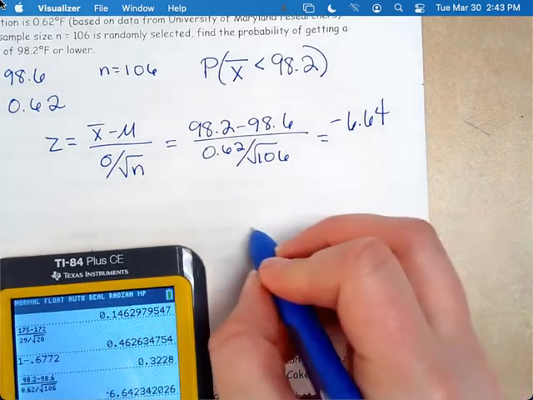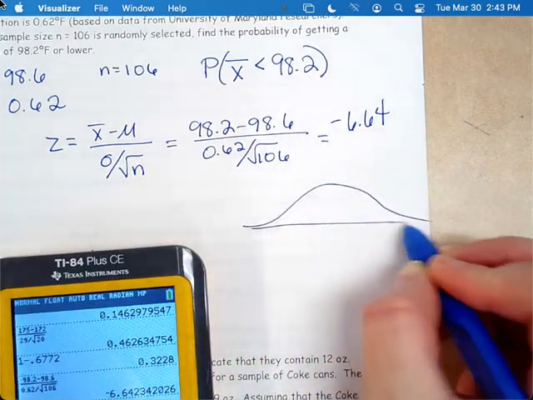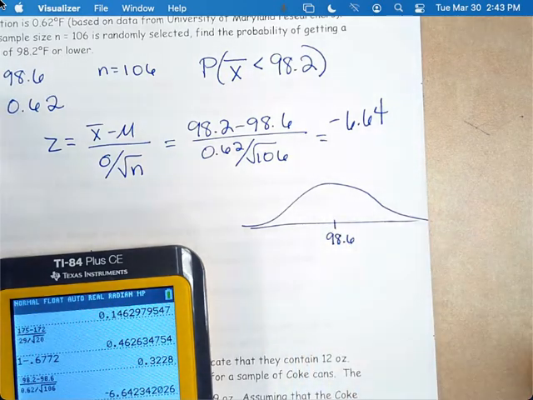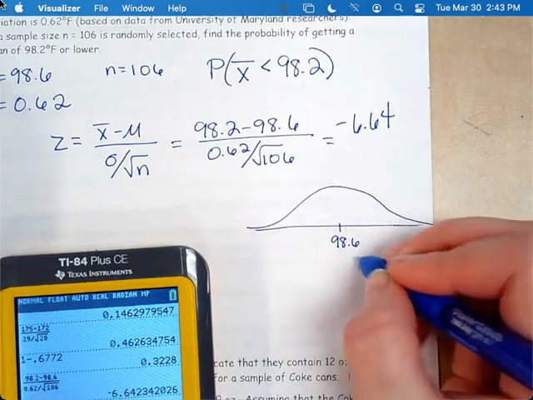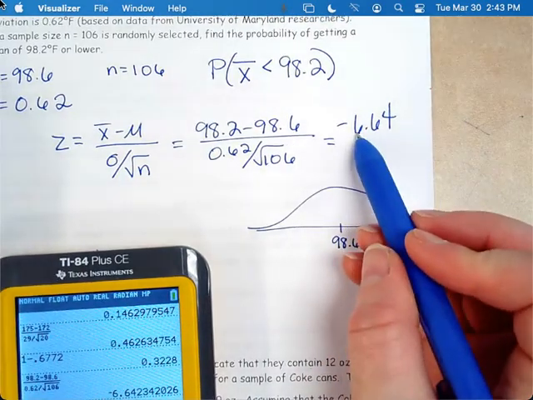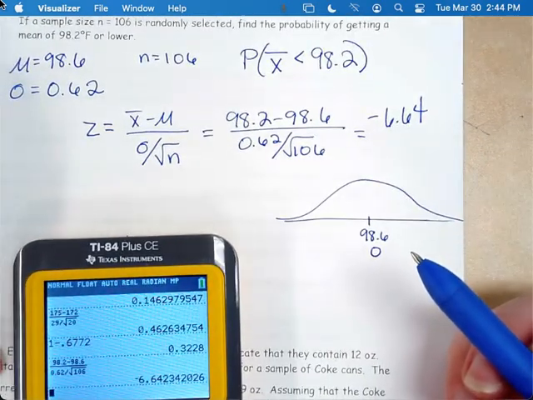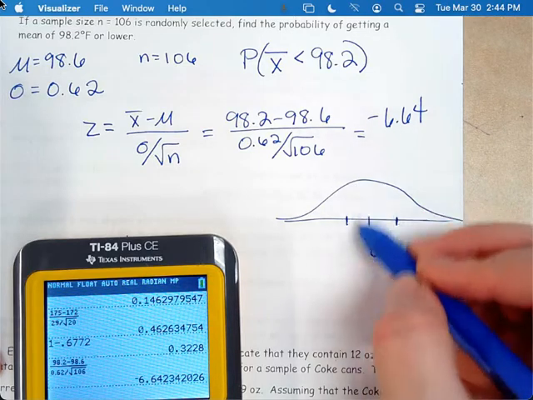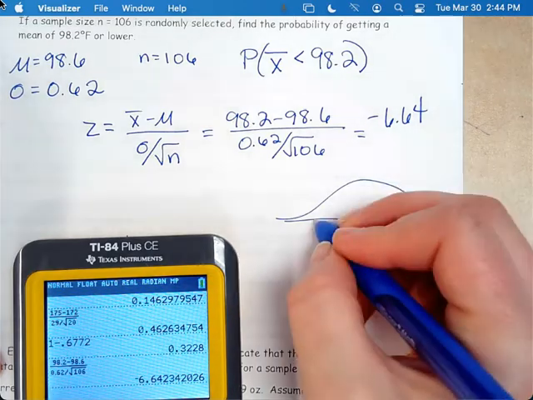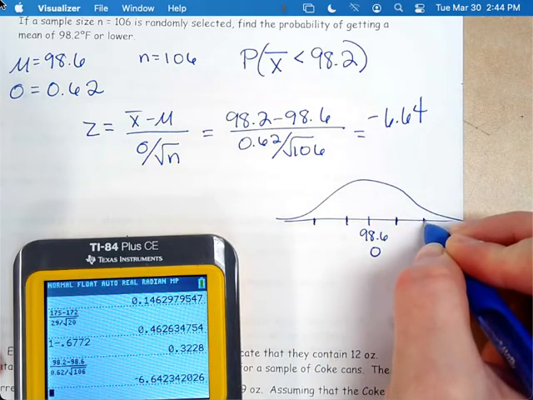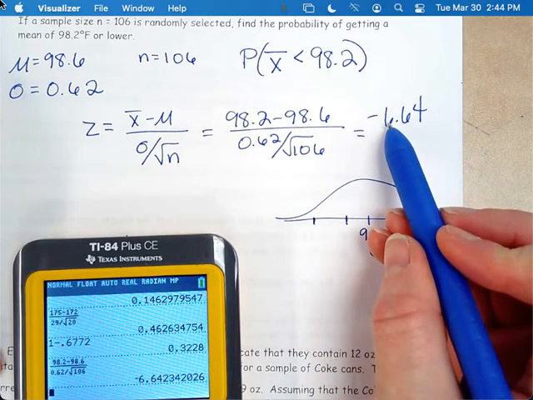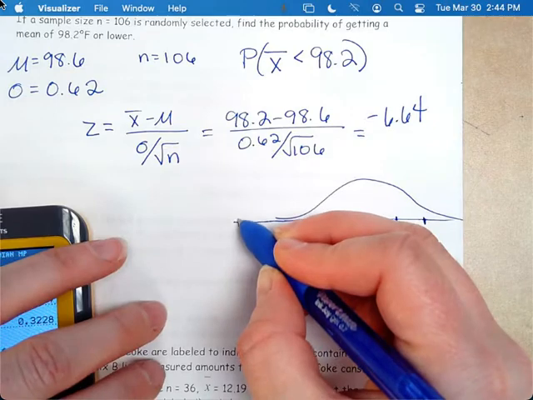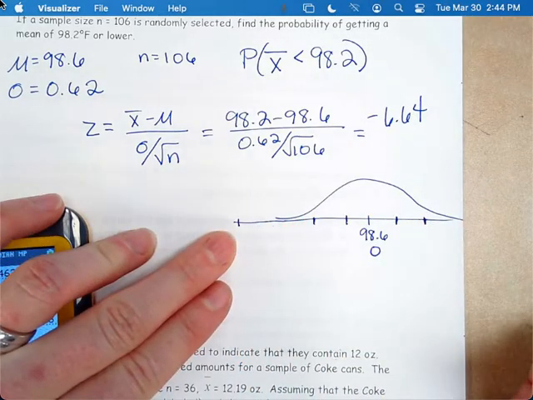If we think about that with our normal distribution, this is 98.6, or if this was just our mean of 0, where would negative 6.64 be? This is one standard deviation, which is a majority. And then we have 2 standard deviations, which is about 98%. So where would negative 6 standard deviations be? It'd be like way down here, right? So what kind of probability would that be?